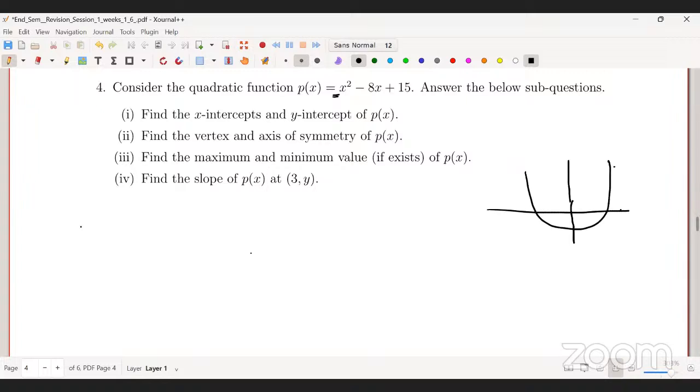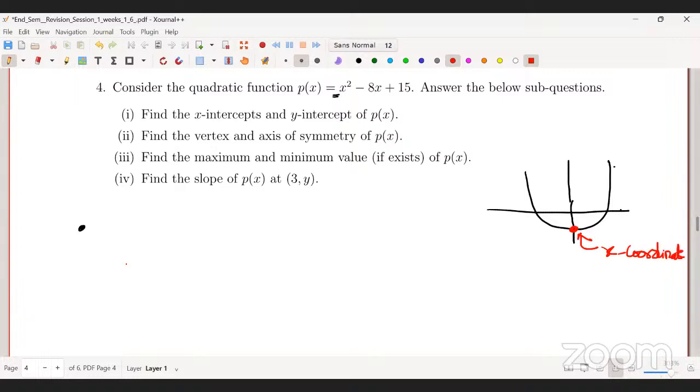So once this coefficient is positive, then this parabola is opening upward. Okay, so the first thing we need to do is find the x-intercept and y-intercept of this parabola. So how we can find the y-intercept of this parabola? X is equal to 0. Yeah, so precisely this point. The y-intercept basically means the point at which this parabola cuts the y-axis, right? And at this point, the x coordinate is 0, right?